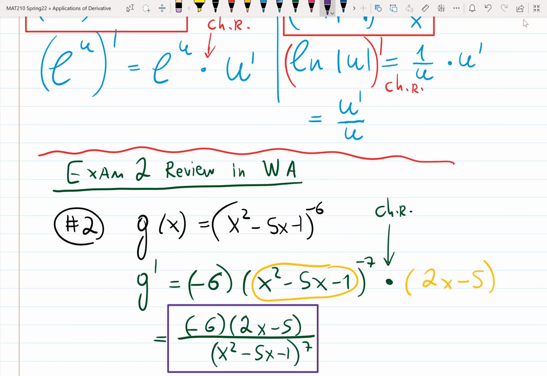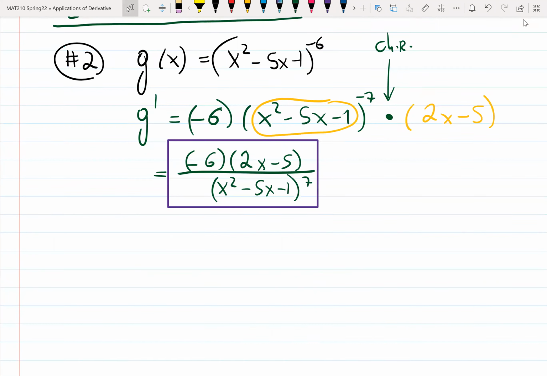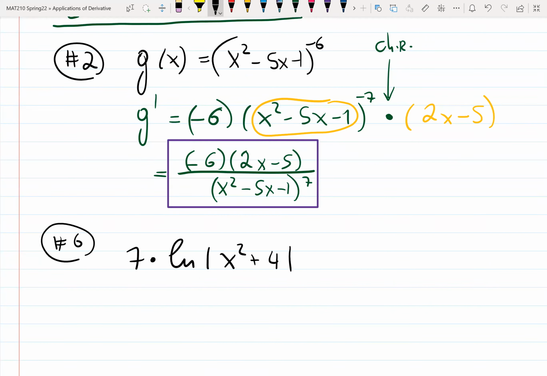Let's not jump like so. Let's do number 6. Number 6, logarithmic function. And this is the fun part starts. 7 times natural log of absolute value x squared plus 4. Don't care about absolute value for these cases. Absolute value just guarantees that this function exists, that inputs are not negative, because logarithm cannot exist for negatives.